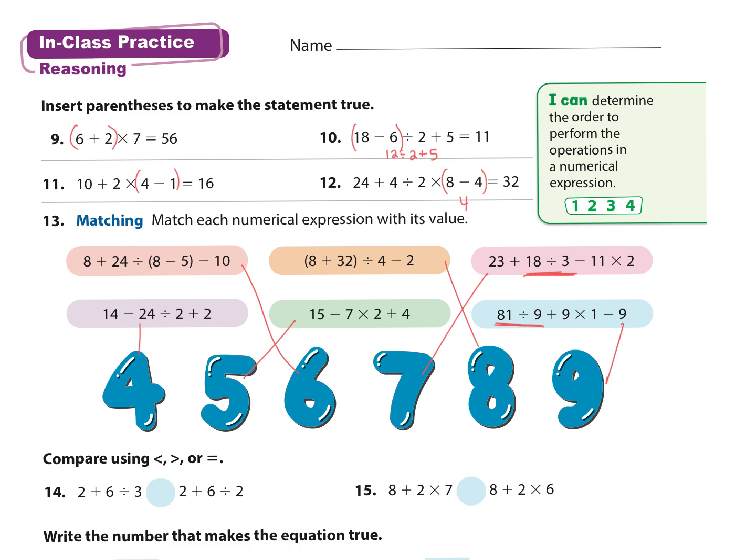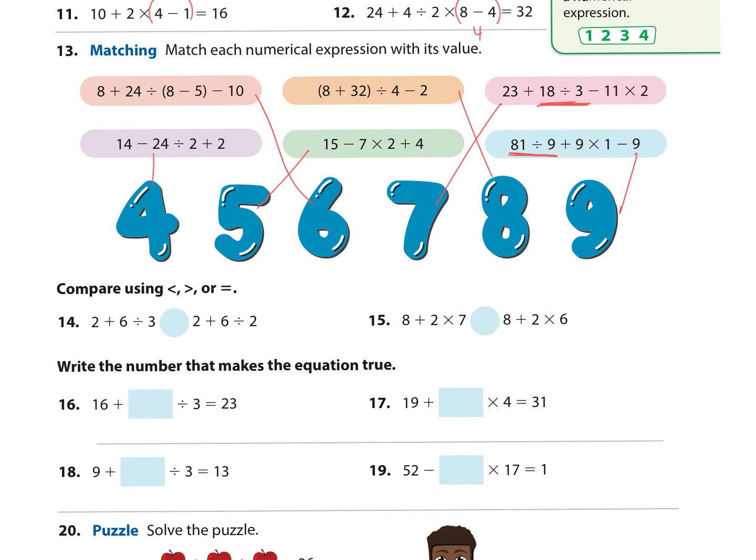All right, now we're comparing. So you're going to have to solve 2 separate expressions to figure out which one is larger. So in number 14, I do my division first. What's 6 divided by 3? 2. So 2 plus 2 means this is 4. Over here, 6 divided by 2 is 3, and 2 plus 3 is 5. Which one's bigger? Everybody's doing what I'm doing. So it should be less than.